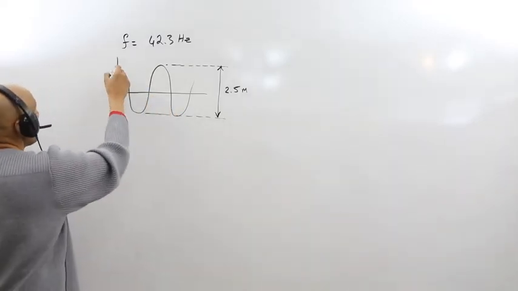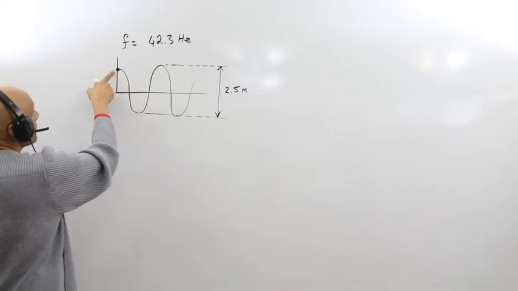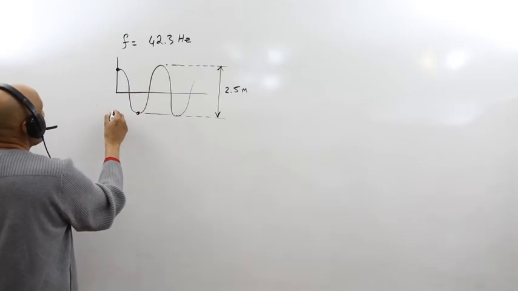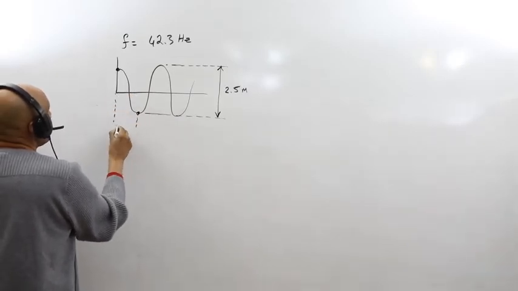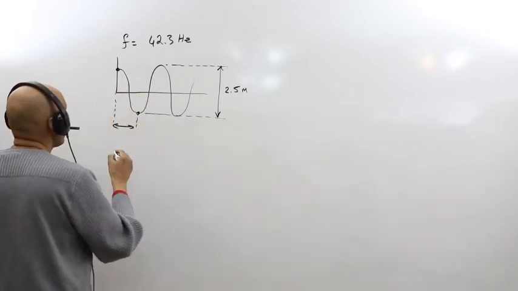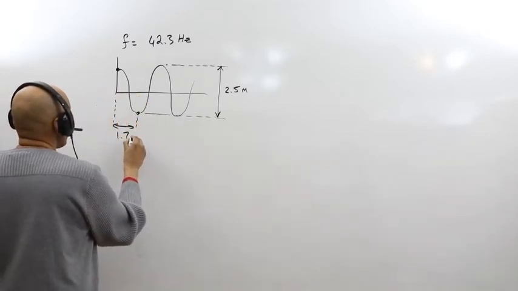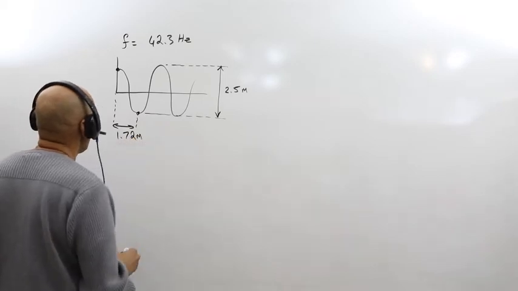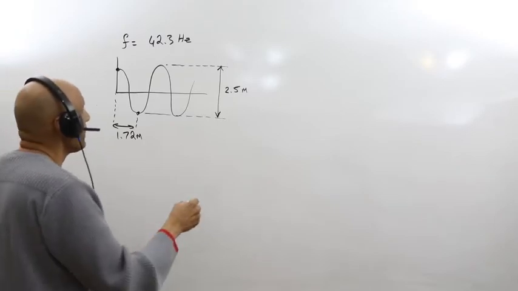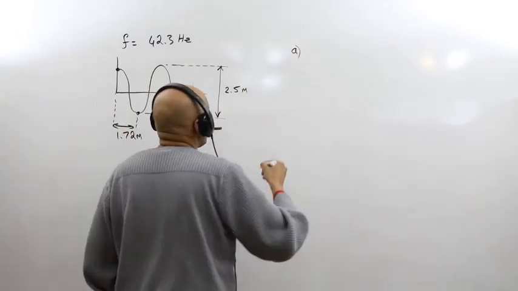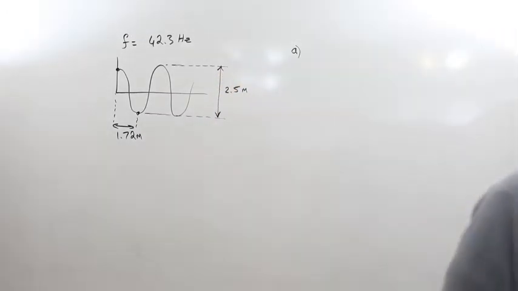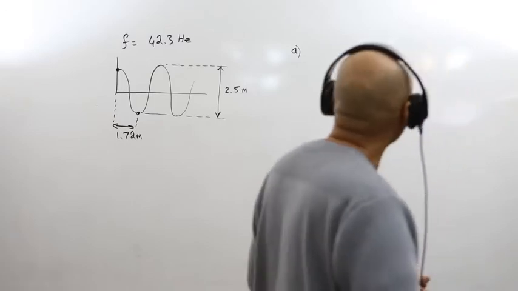We're also told that the distance from here, I assume this is the crest of the wave, to the trough, the distance from the crest to the trough, is given by, let's make it up, 1.72 meters. Made that up. So crest to trough. And part A is asking, okay, so we have a frequency, we have a height, and then we're asked to find the amplitude.